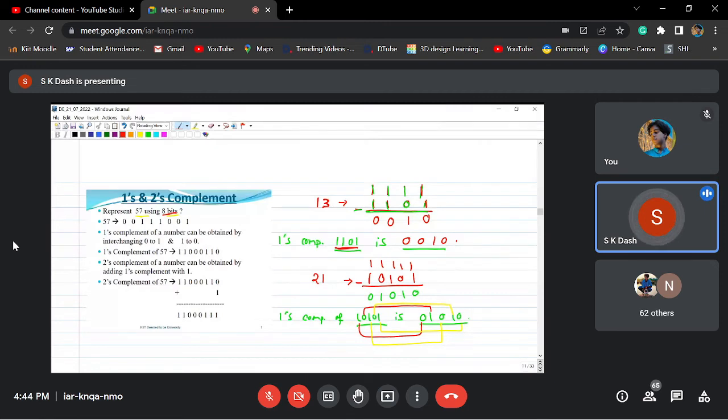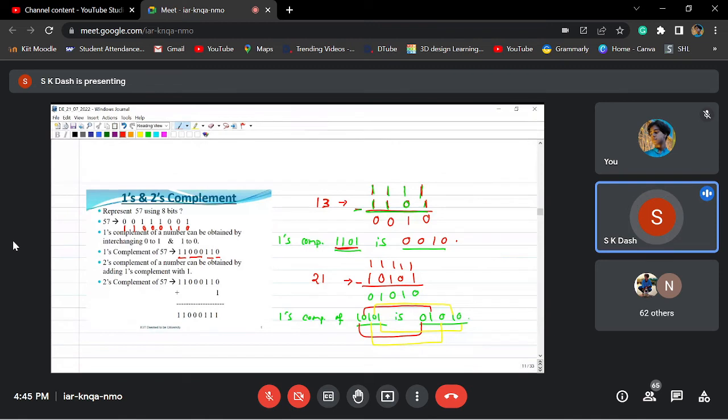Okay. So what is 57? 1, 2, 4, 8, 16, 32, 64, 128. 57 is 32 plus 16 plus 8 plus 1. So that's why it is 00111001. Next, how to find its ones complement? Just interchange. This will become 1, this will become 1, this will become 0, this will become 0, this will become 1, this will become 0. So the ones complement of 57 is 11000110.